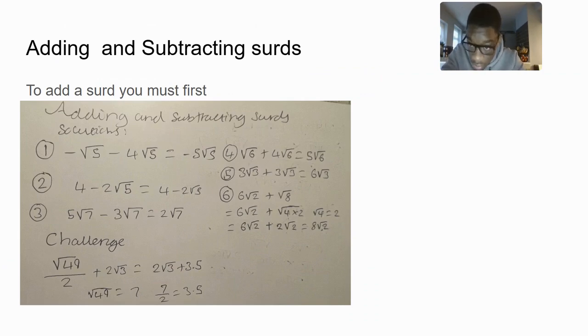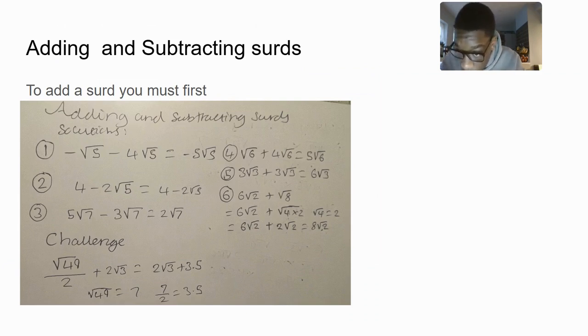So if you're to do root 5 minus 4 root 5, that would be minus 3 root 5, because that minus root 5 acts as sort of a minus 1. So you know that minus 4 minus 1 is minus 5, and that's how you get to the answer.